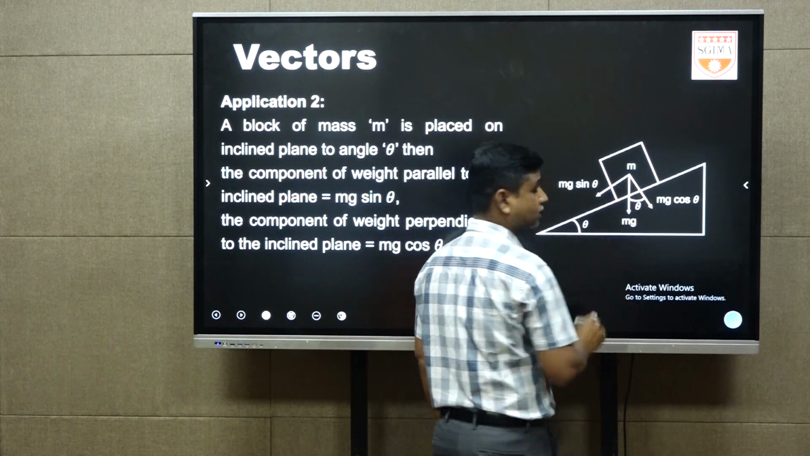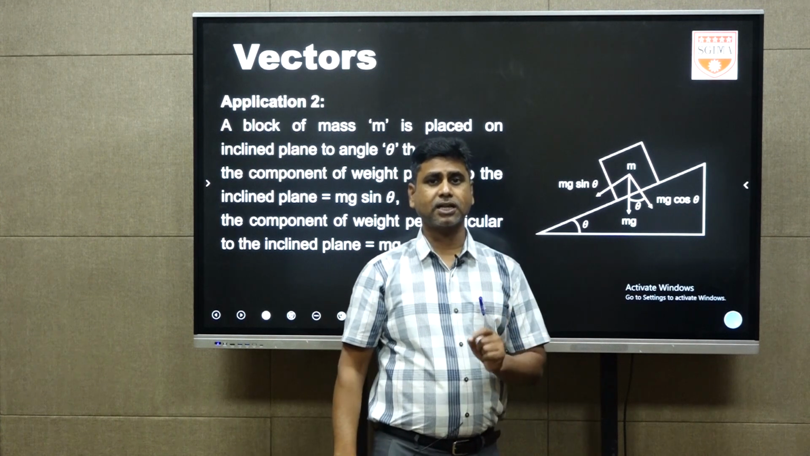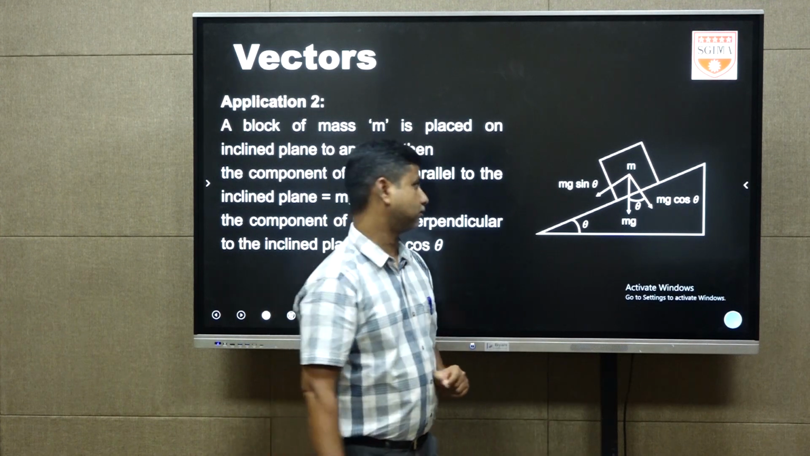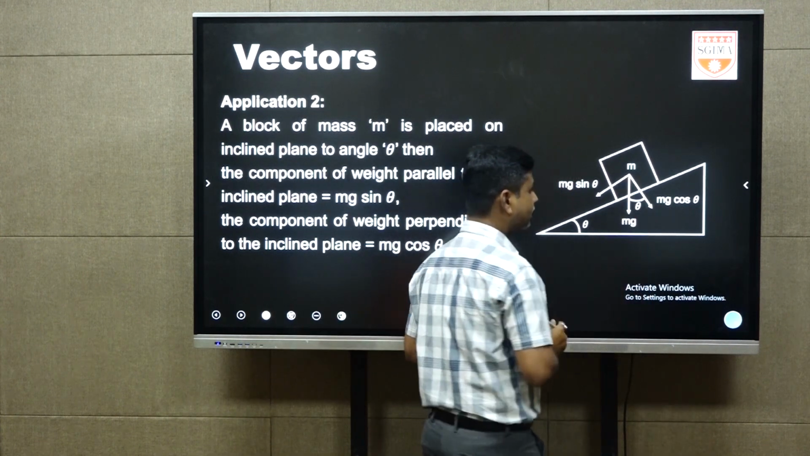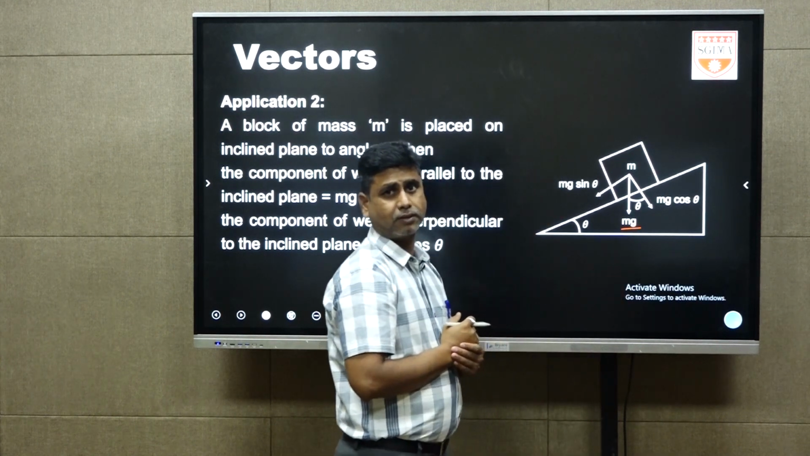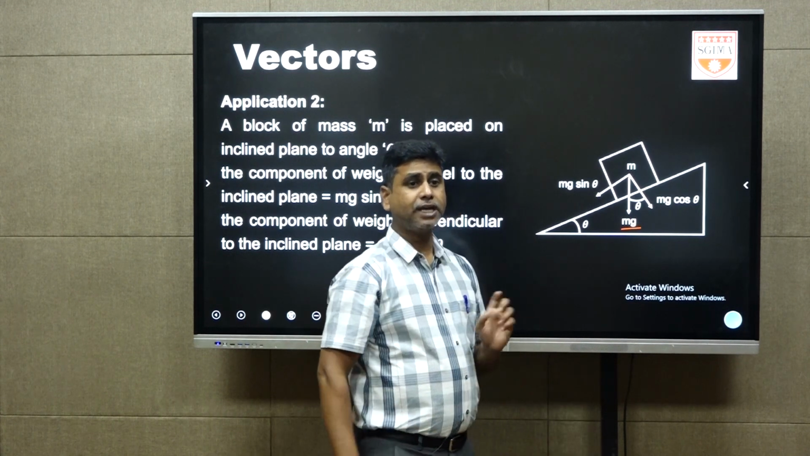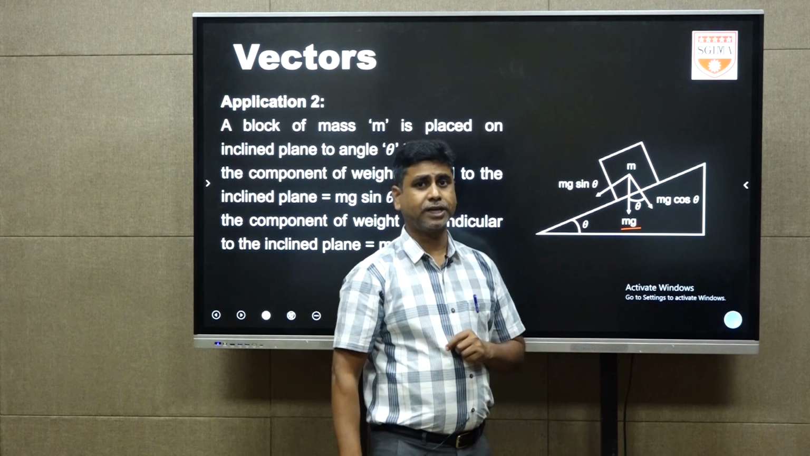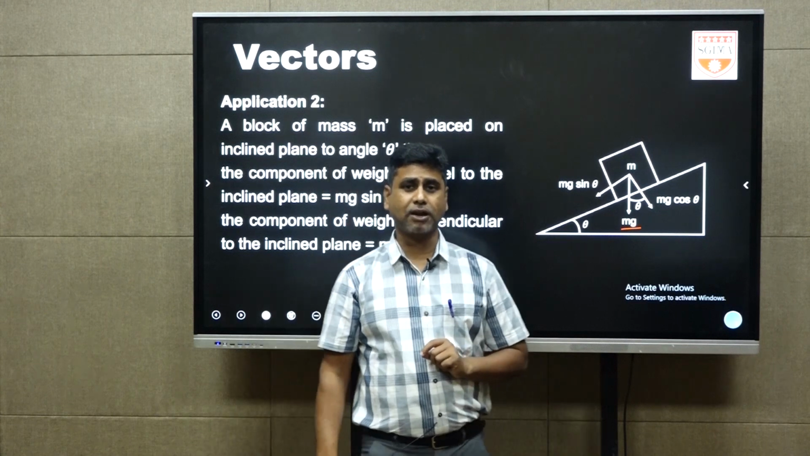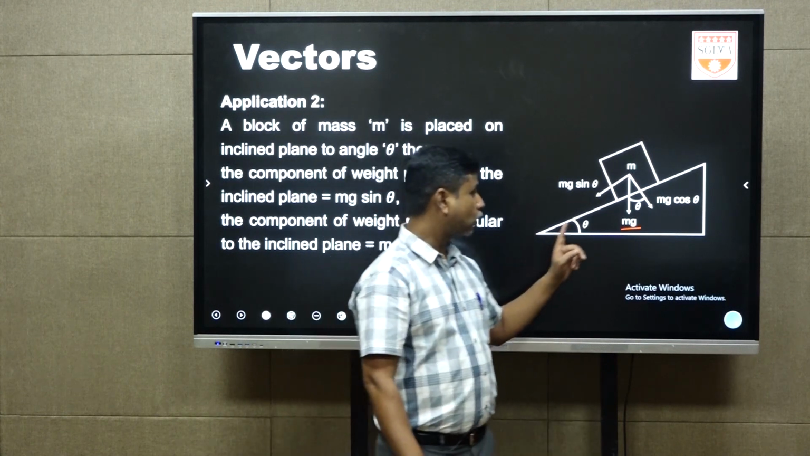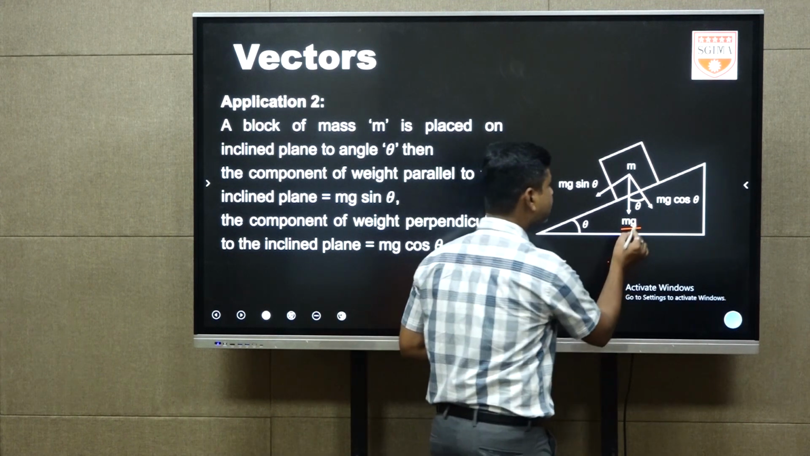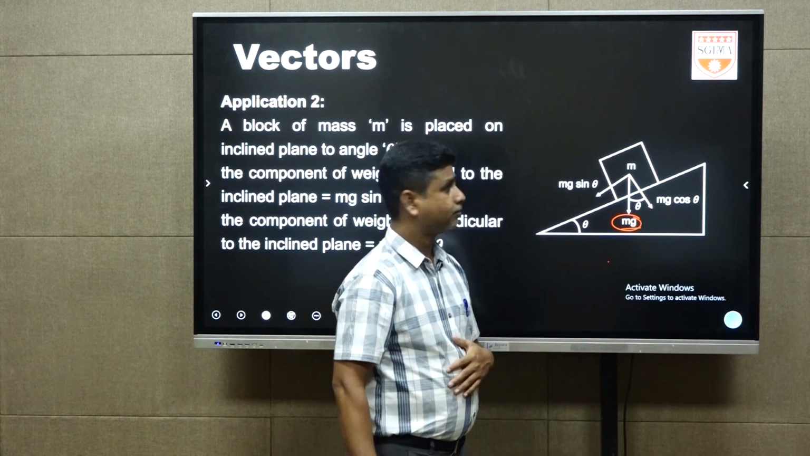Now here we consider a mass of block on an inclined plane. Its weight acts in the downward direction. Weight of the body always acts vertically downwards, because the weight of a body always acts towards the center of the earth. Here weight acts vertically downwards, mg. Here g means acceleration due to gravity. Weight is a vector quantity. Why? Because mass is a scalar, but acceleration due to gravity is a vector quantity. The product of a scalar and a vector gives a vector. That's why mg is a vector quantity.